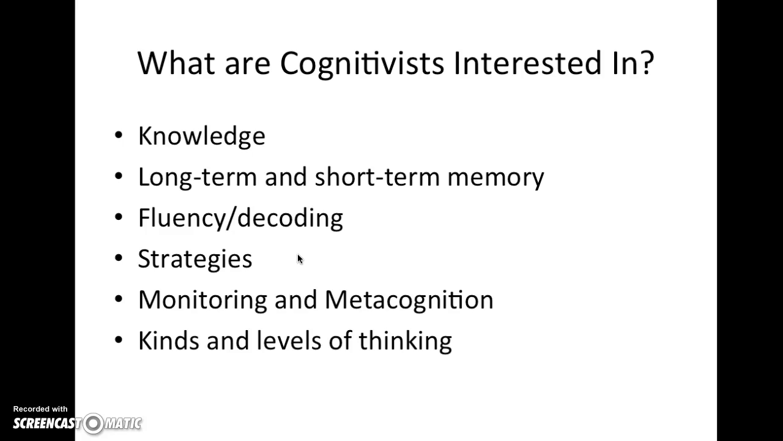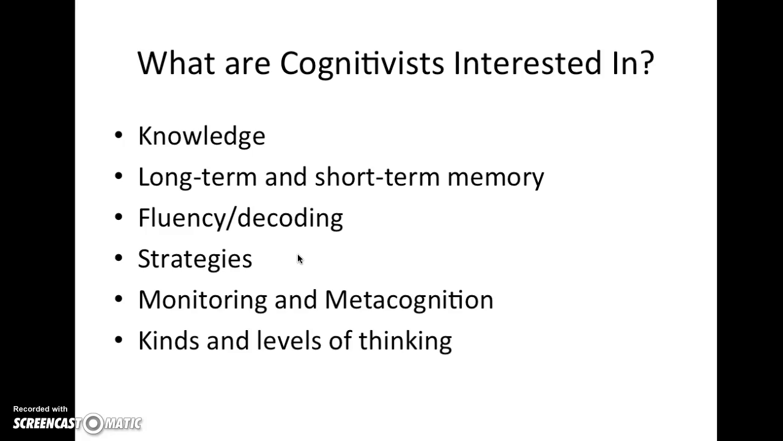So what are cognitivists ultimately interested in? They're interested in knowledge, right? What do we know? What do we bring to the table? And then how does that knowledge play out when we're processing a text? The other thing they're interested in is the long-term and short-term memory processes, right? So what is it that we can and cannot access when we're engaging in reading?